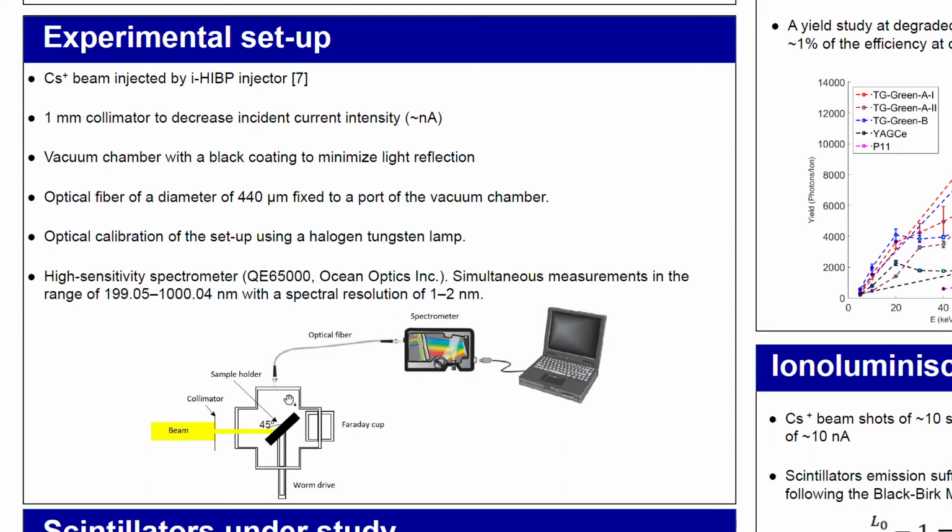This light is then collected by an optical fiber that is connected to a spectrometer that allows us to measure light in a wavelength range like this one. Also, we have a Faraday cup which allows us to measure the incident current.